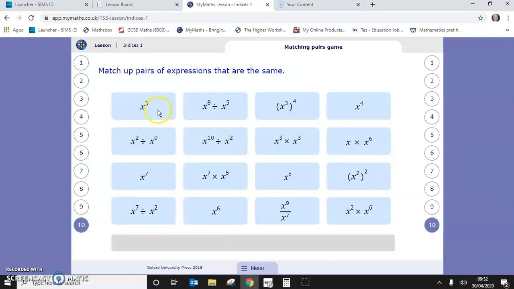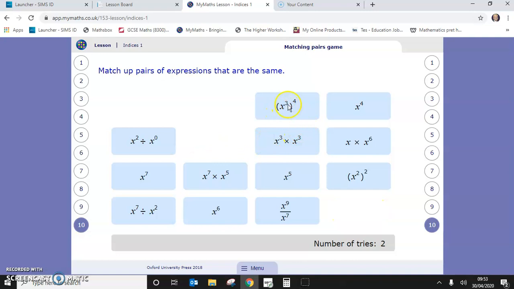Okay, so we're going to go through. X to the power of 8 divided by x to the power of 3 is x cubed. So we're going to go those two. X to the power of 10 divided by x to the power of 2, that's going to be x to the power of 8. So I'm looking for x to the power of 8. Not got x to the power of 8, so it may be written in a different form. X squared times x to the power of 6 is x to the power of 8 as well.